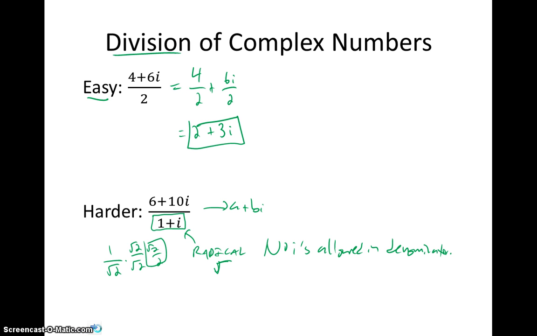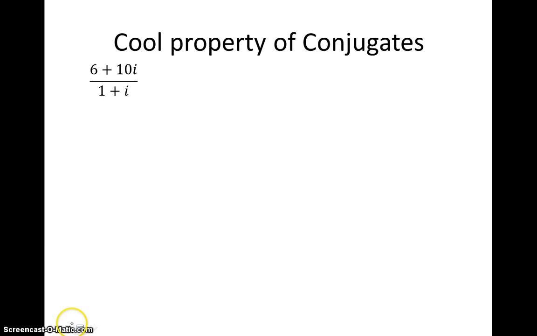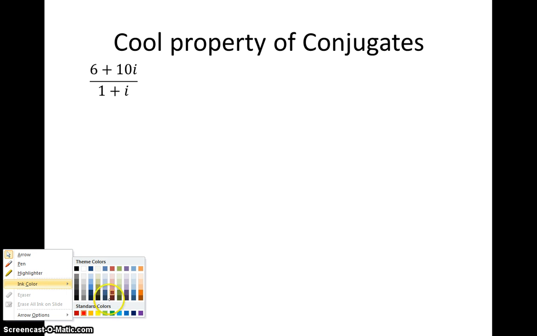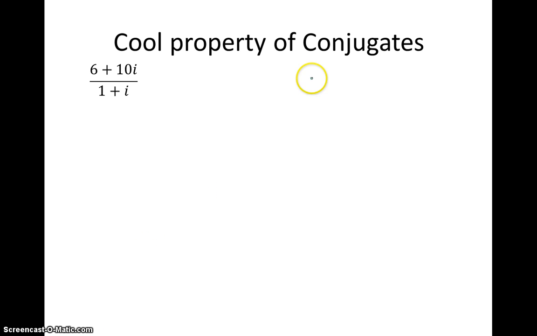Well, there's a pretty cool property of conjugates that we're going to take a look at here. So let's see if these conjugates can help us out. The idea of complex conjugates might be able to help us get that i out of the bottom. So let's take a look. If we're looking at 1 plus i, the complex conjugate, remember, we just switch that sign in the middle. So the complex conjugate of 1 plus i is 1 minus i. Let's take a look at what happens when we multiply those two together.